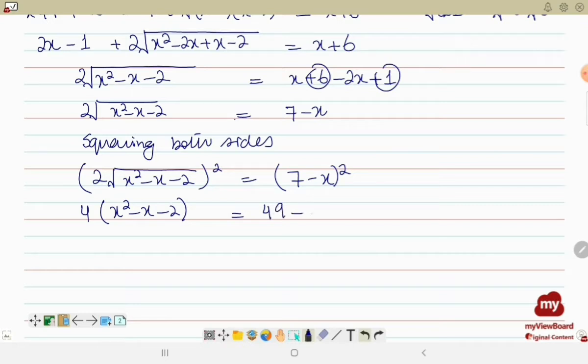Square of first term minus 2ab becomes 14x, and plus square of the last term, right? And here we are supposed to open up the bracket, 4x square minus 4x minus a. And let's move all these terms to the right hand side. Here it has minus 49 plus 14x minus x square equals 0.